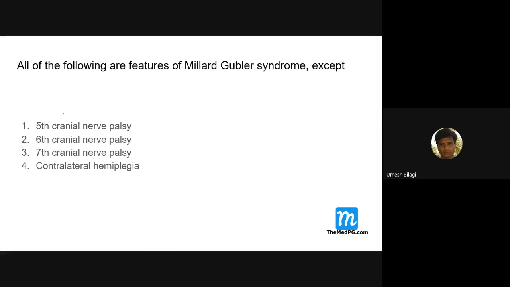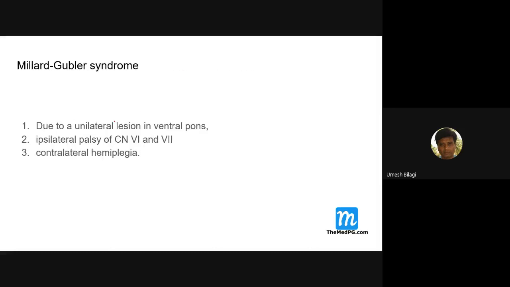There could be contralateral hemiplegia due to a unilateral lesion on the ventral pons. It is a ventral pons lesion here. Ipsilateral palsy of the sixth and seventh will be there. The fifth is not involved because the fifth nerve is more posteriorly placed. Because of that, the fifth nerve is not involved in Millard-Gubler syndrome. But there is a contralateral hemiplegia because the pyramidal tracts run anteriorly.